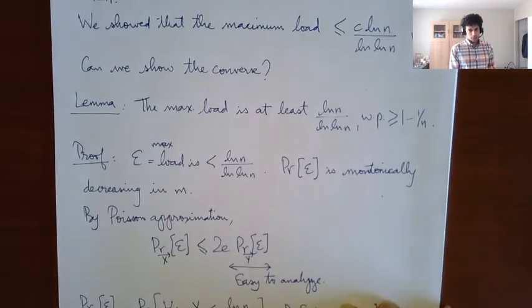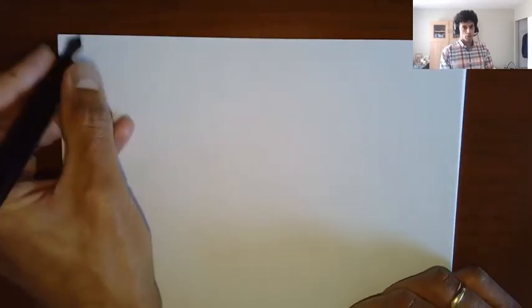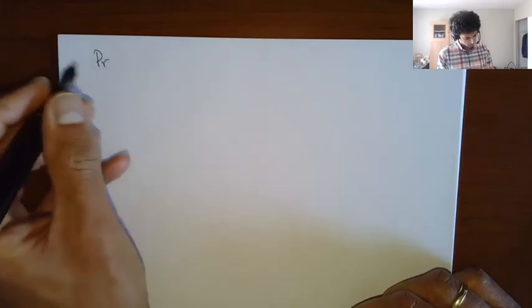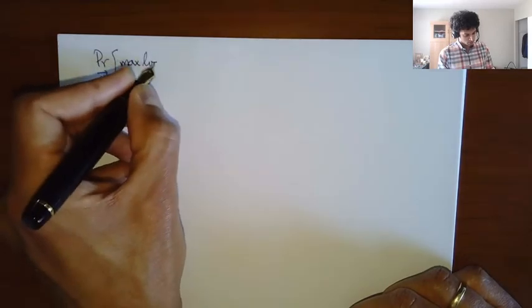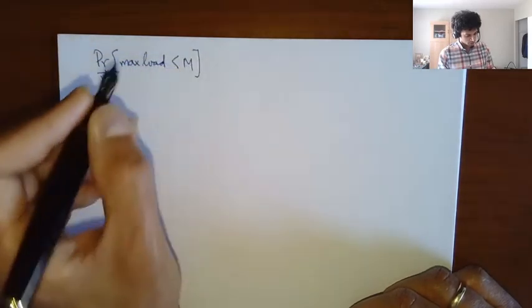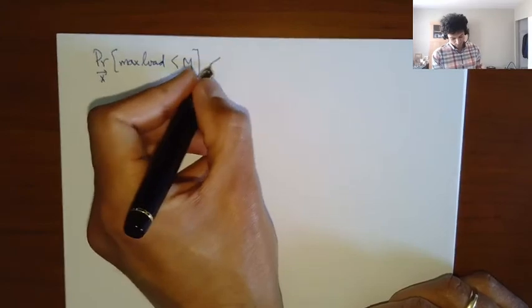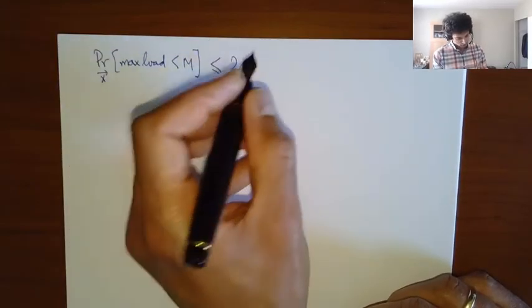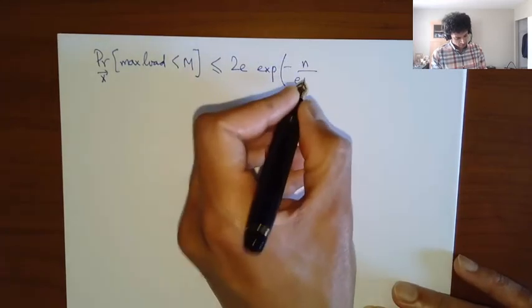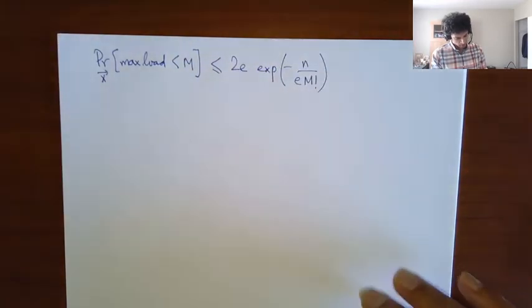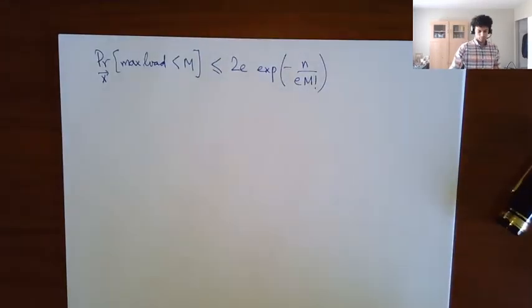Okay, so let's go back to this. Putting it all together, I can say the probability in the x world that the maximum load is less than M is at most 2e times exponential in minus n divided by e M factorial, right?